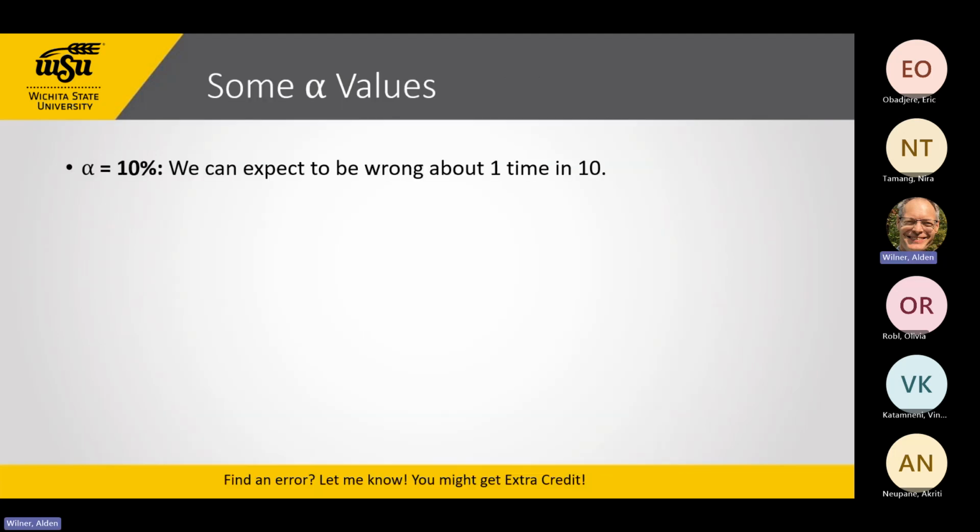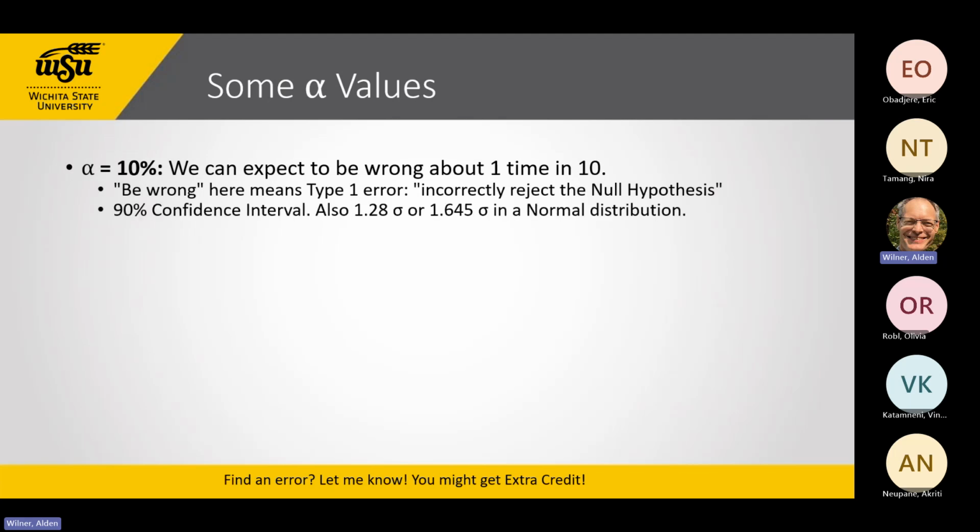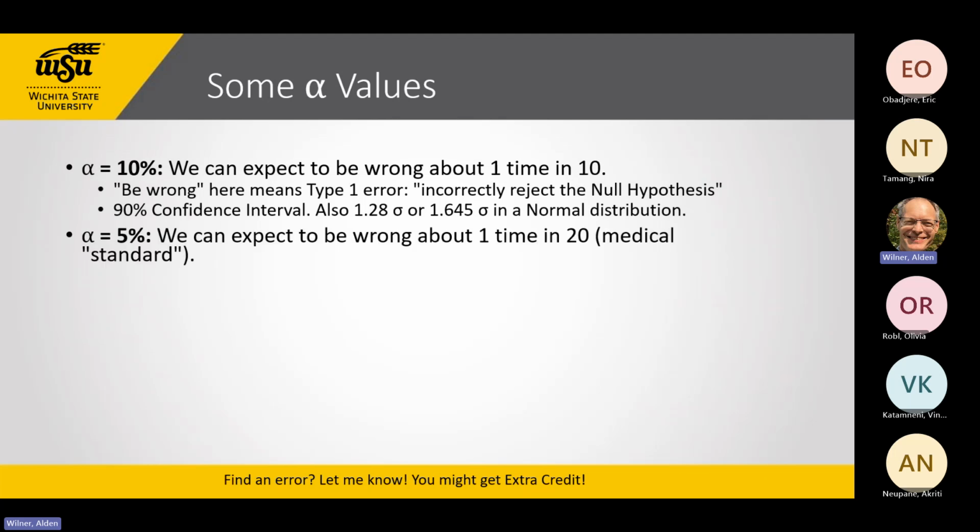Okay. Some alpha values. Alpha equals 10%. Says you can expect to be wrong about 1 time in 10. You run the experiment 10 times, you might get it wrong once, right? You run it 100 times, you might get it wrong 10 times, 9 times, 11 times, something like that, right? Wrong here means type 1 error, incorrectly reject the null hypothesis. 90% confidence level is also 1.28 sigma or 1.645 sigma in a normal distribution. We'll see what that means in a bit. Of course, you already probably know that, most of you.